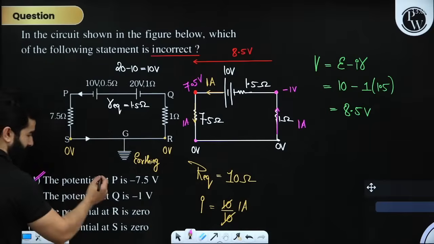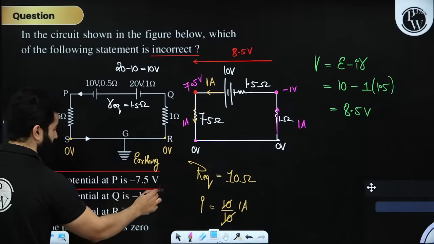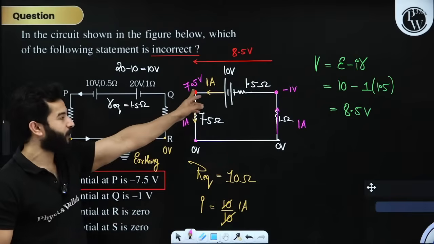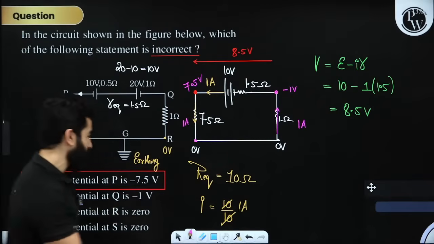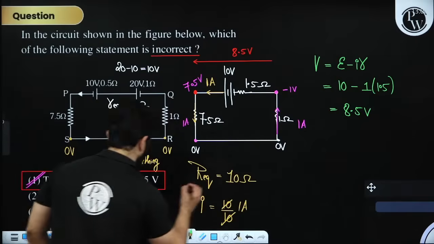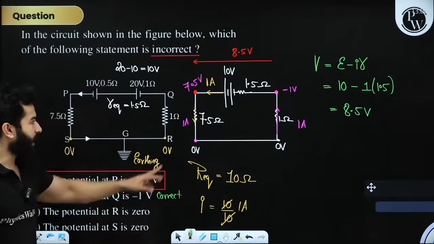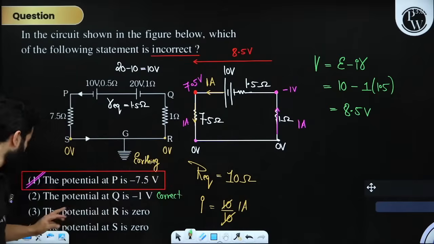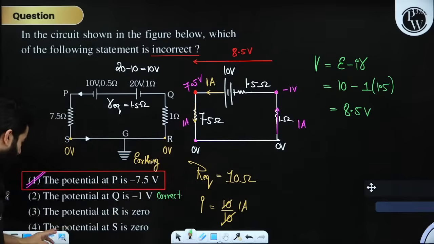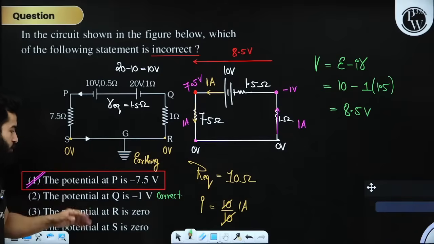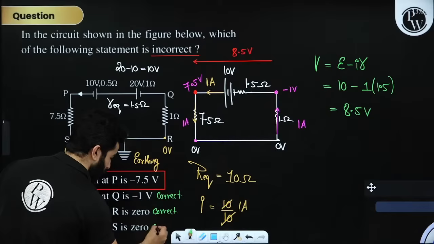So they were saying potential at point P is minus 7.5. This is an incorrect statement, my dear friends. It should have been plus 7.5. Next statement is potential at Q is minus 1 volt. This statement is absolutely correct. Potential at Q is indeed minus 1 volt. Potential at R is 0. Definitely at R it is 0. Potential at S is also 0. So all of these statements are correct. This is also correct.